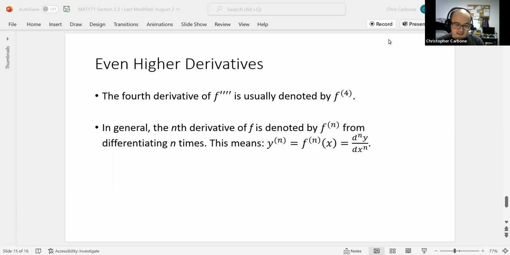since writing that out tends to be a bit on the more confusing side, we tend to use this notation here, f with a 4 as an exponent in parentheses. So in general, the nth derivative of f is denoted by f with n inside parentheses, from differentiating n times. This means the nth derivative of y is equal to the nth derivative of f of x, which is equal to d to the n y divided by dx to the n.